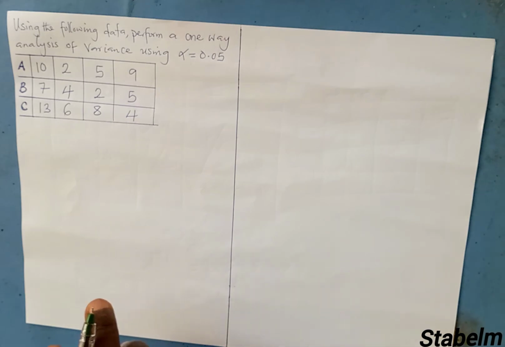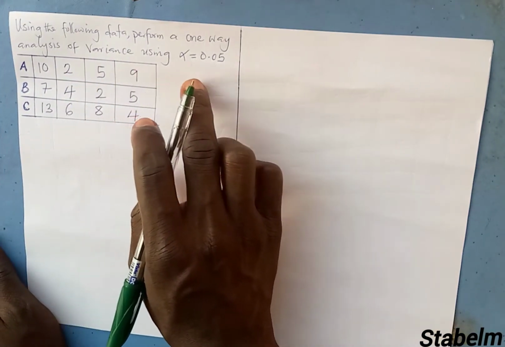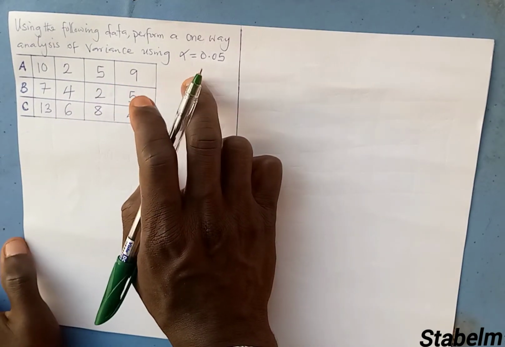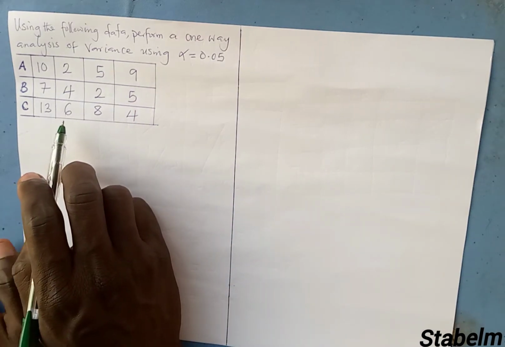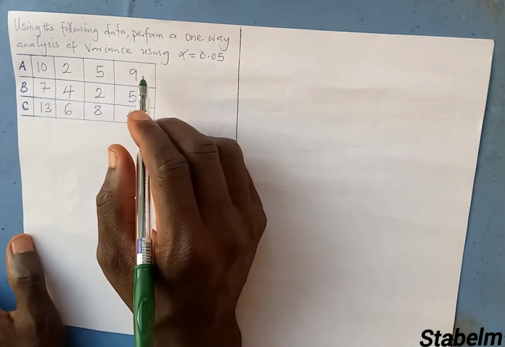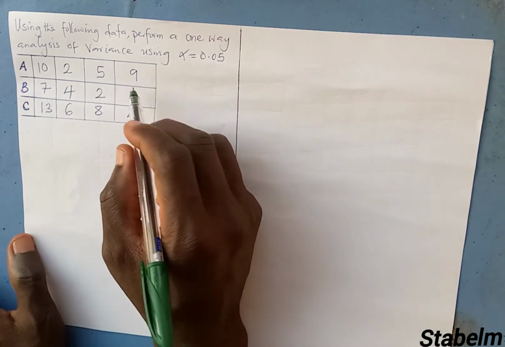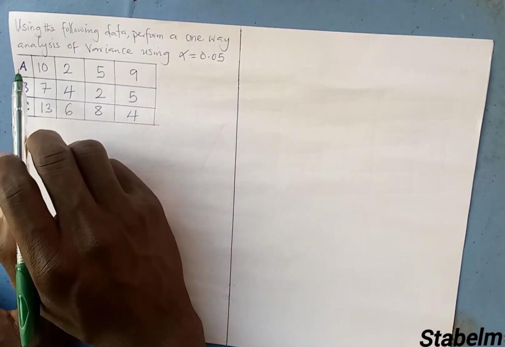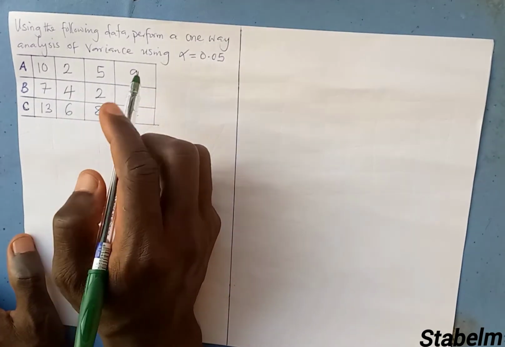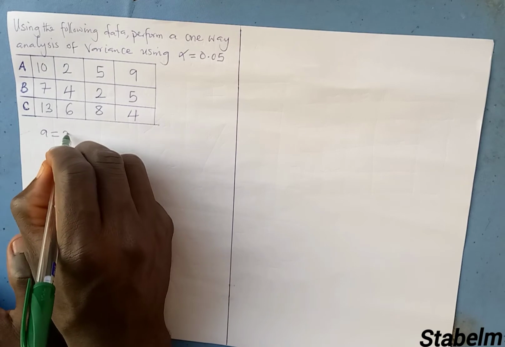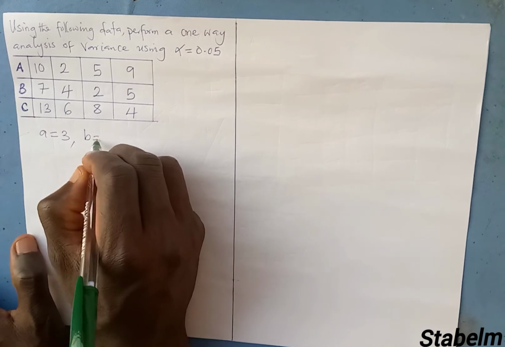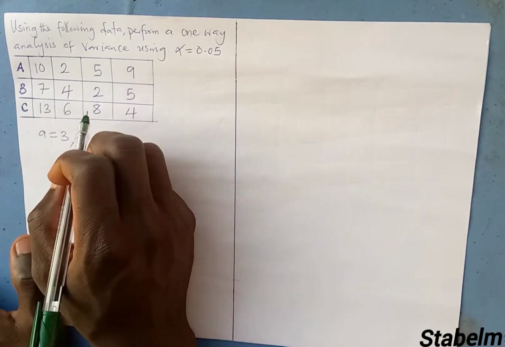As we can see here, using the following data, perform a one-way analysis of variance using alpha equals 0.05. So we're going to use this table now. The first thing we're going to do here is to get the total. We are using this table and we have three groups, 1, 2, 3. And in each group, how many observations do we have? 1, 2, 3, 4. Which means here our A equals 3 groups. Then our B equals 4 because we have 4 observations in each group.